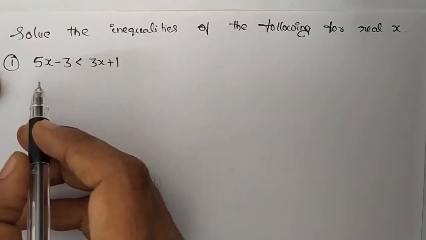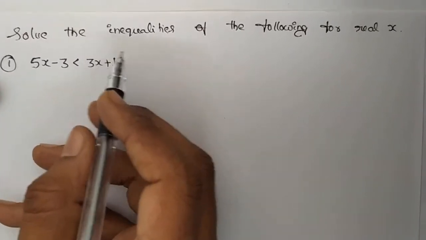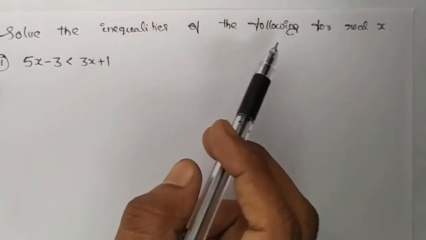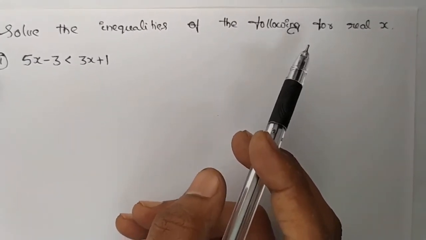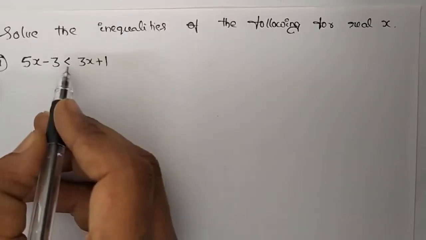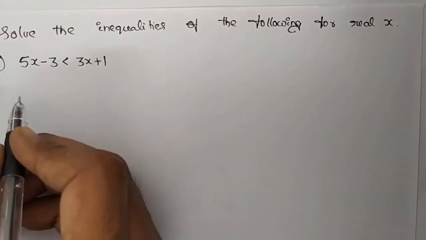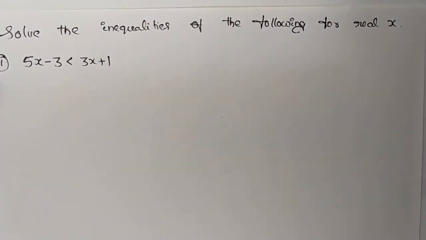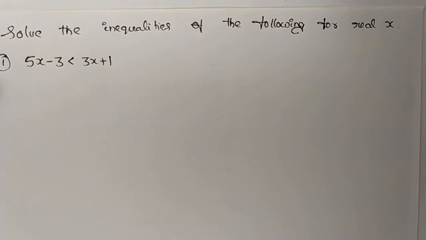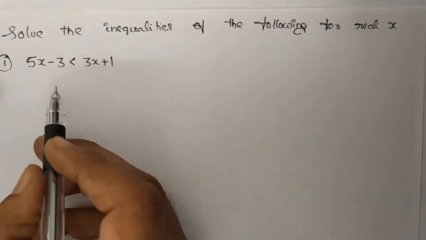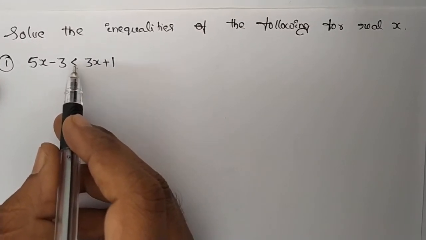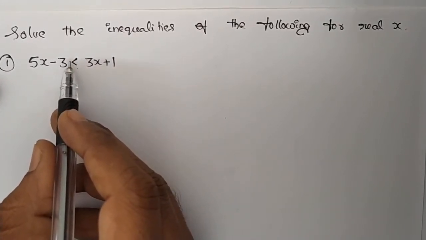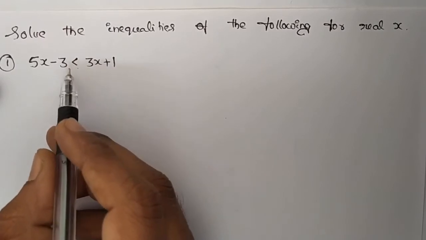Here we have the first question, solve the inequalities of the following for real x, and also we will learn how to draw a solution set on a number line. 5x minus 3 less than 3x plus 1. Now solve this inequality. Suppose if we have an equation, how are you going to find the value of x? In place of less than, you just imagine there is an equal. Then how are you going to find?